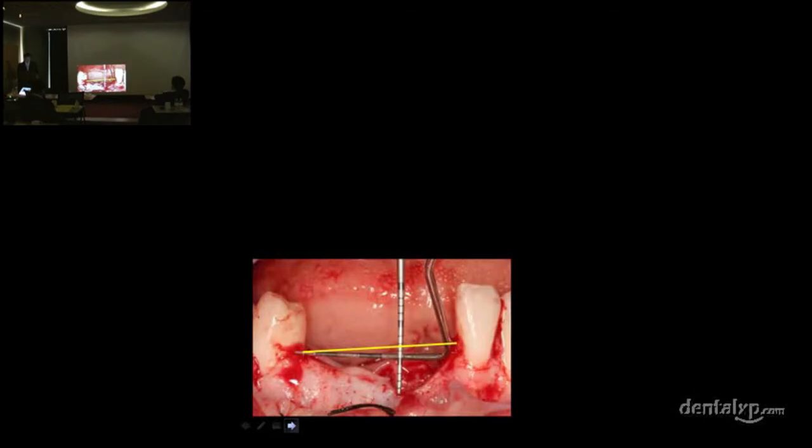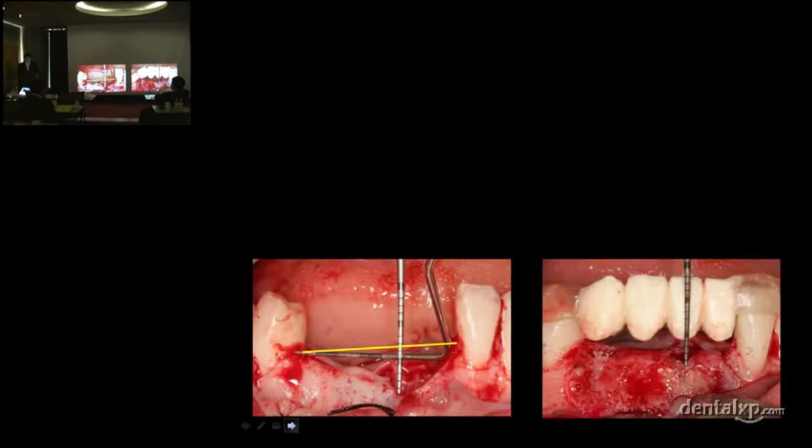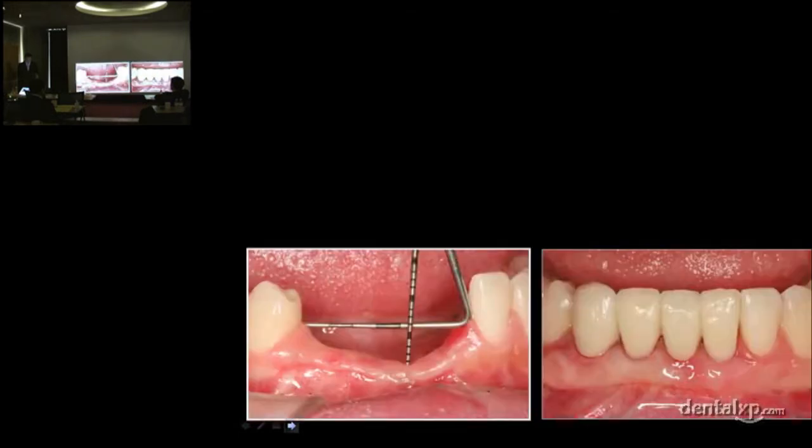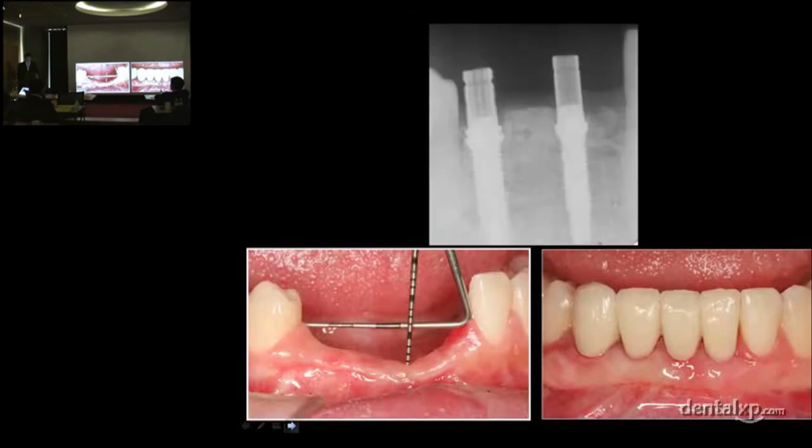This is before augmentation. This is after augmentation and implant placement. This is before treatment. This is a provisional restoration. This is a periapical X-ray. As you can see, the interproximal bone peak is around 3 millimeters above the platform.